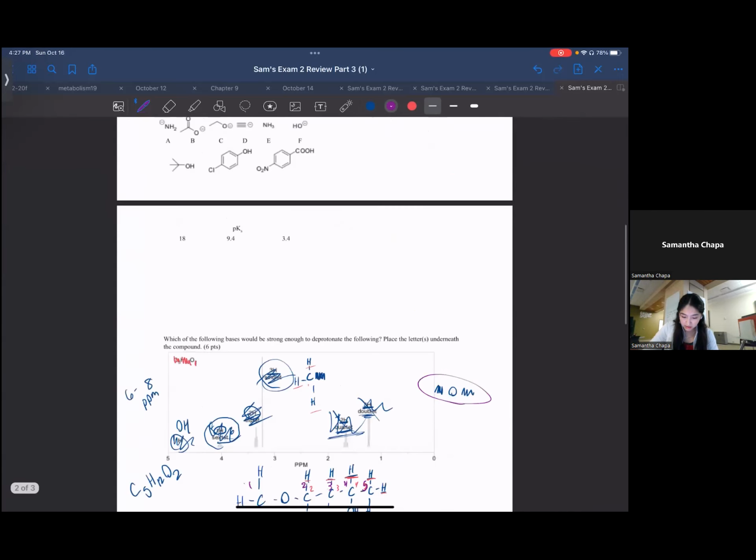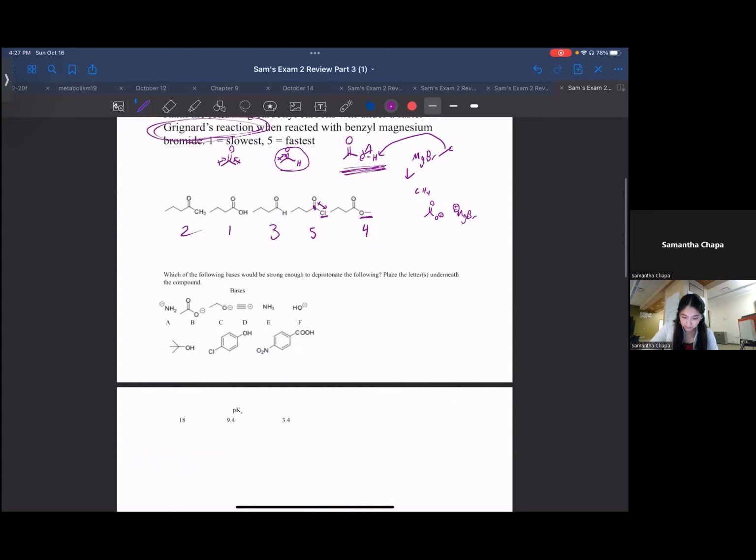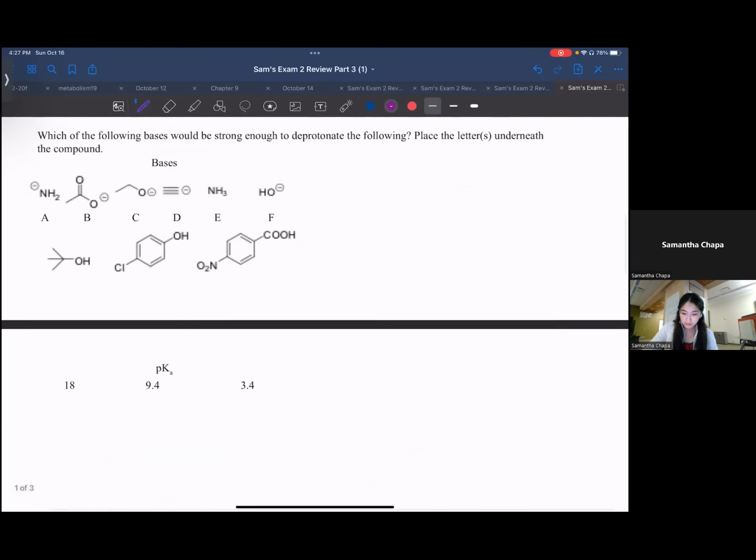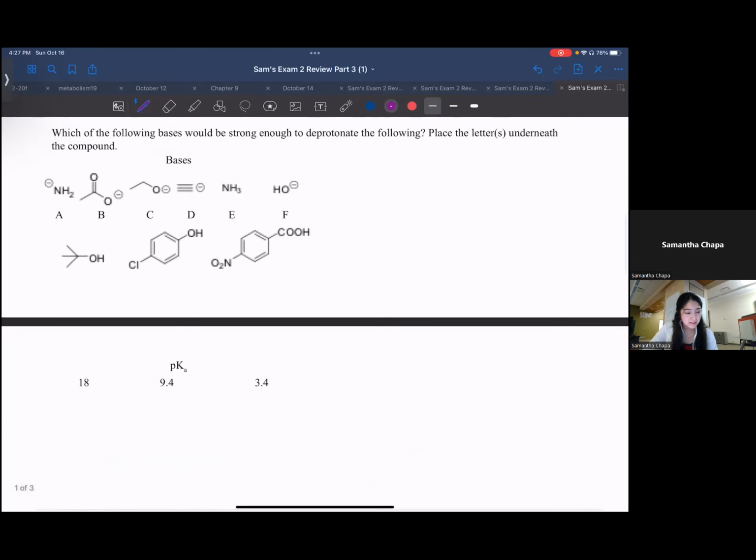Okay, now I'm going to do the bases. I think this is one of the more difficult ones for me because I sucked at acids and bases for a long time. But I think as you keep practicing it, you become better at it.